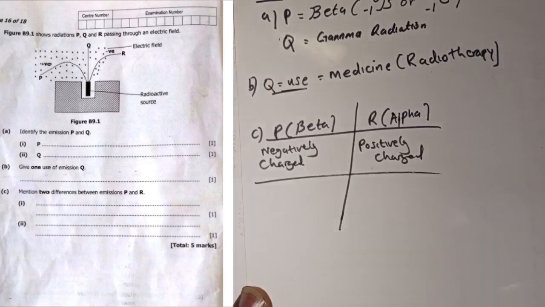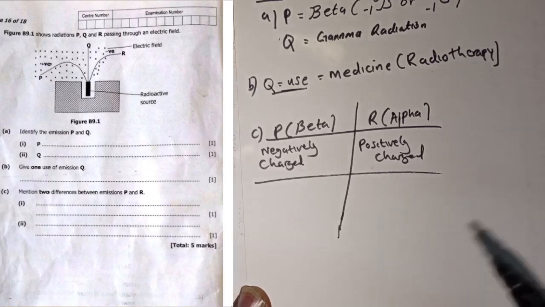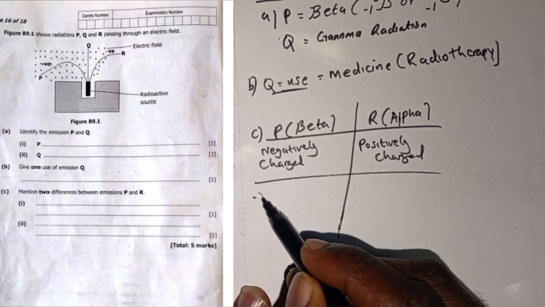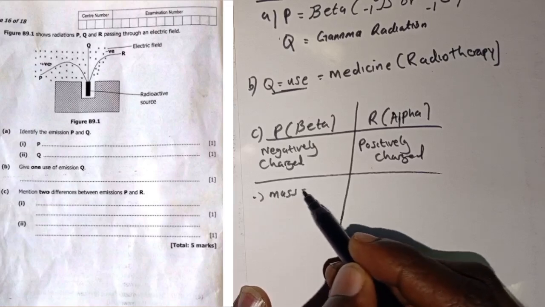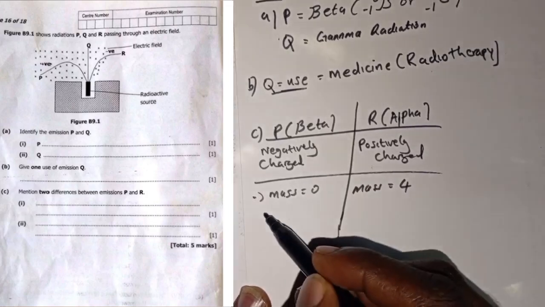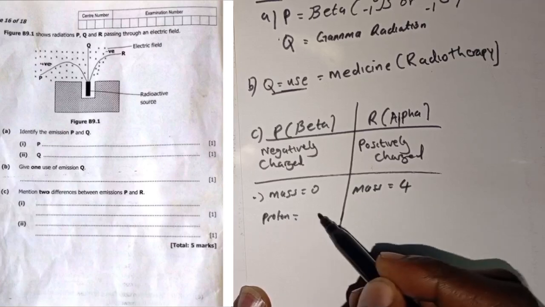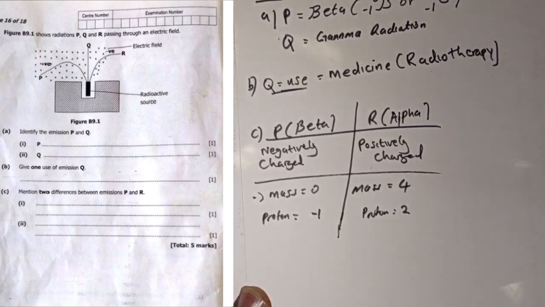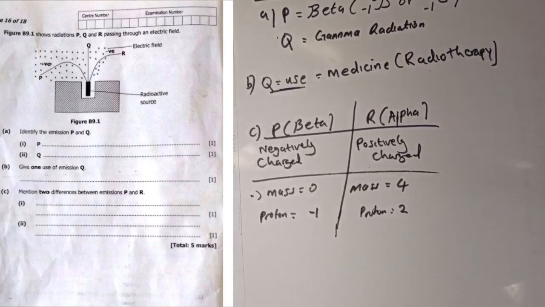You can also talk about their masses. The mass of beta is 0, while the mass of alpha is 4. The proton number here is -1, while for alpha it's 2. Many things that you can talk about, the differences between beta and alpha.